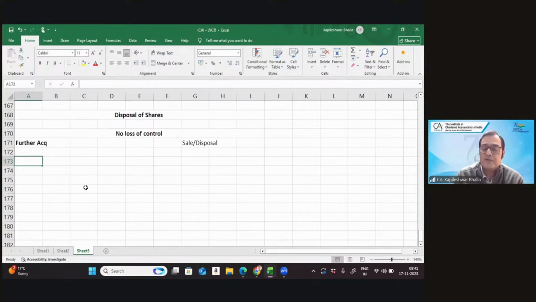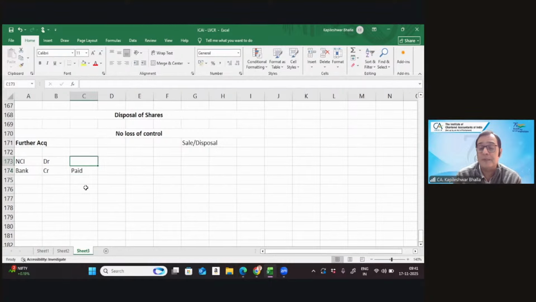So when it is going to be a further acquisition, can I say the NCI will definitely go down? So you're going to put the entry: NCI gets a debit and the bank gets a credit. Can I say the bank gets a credit for the amount which is paid, and the NCI is going to be based on the value of the NCI.